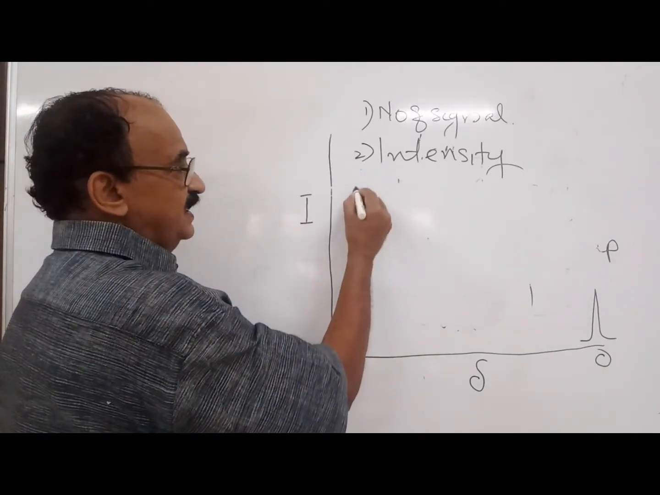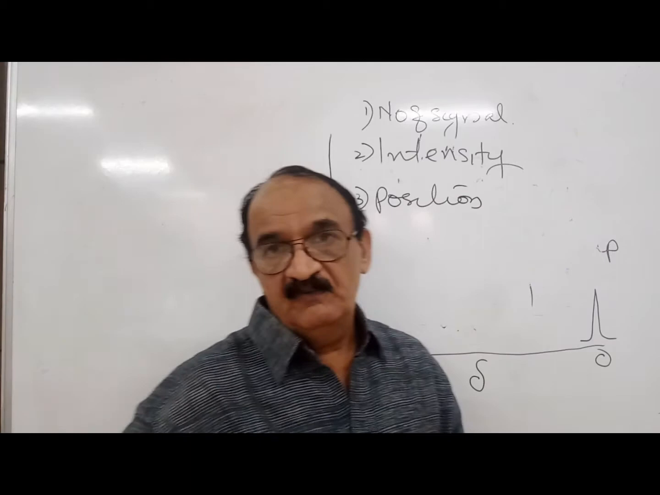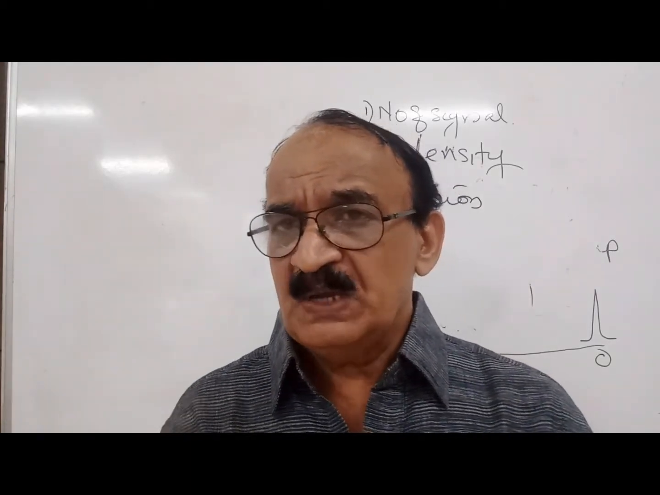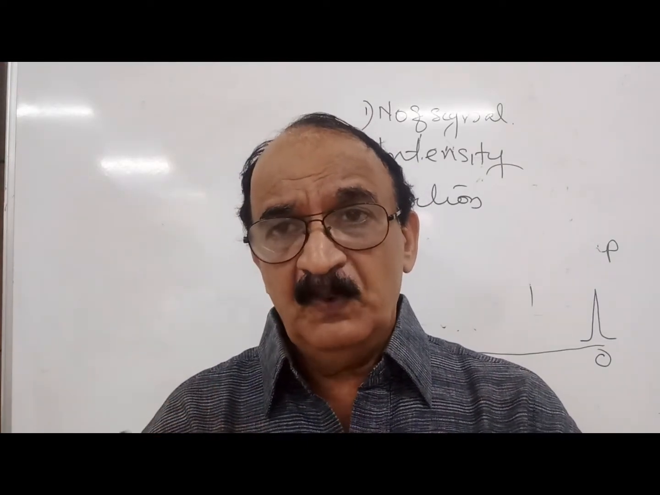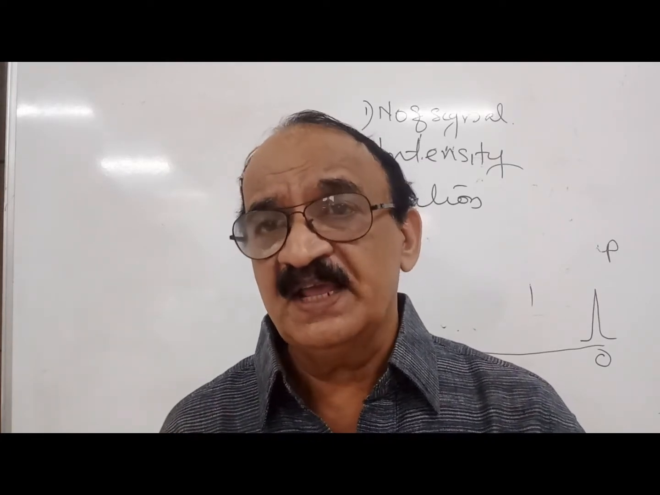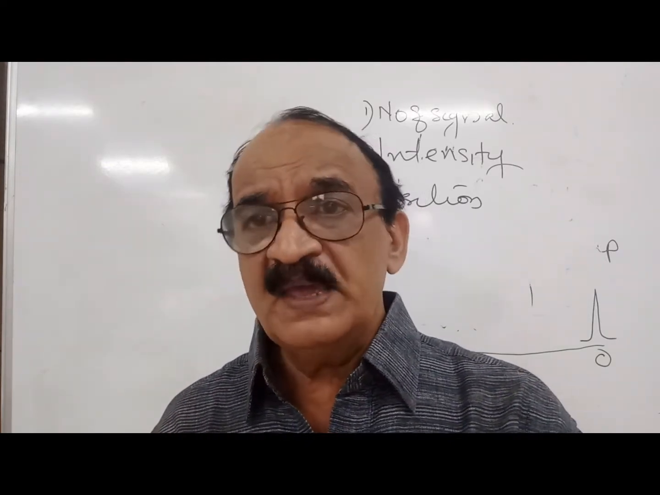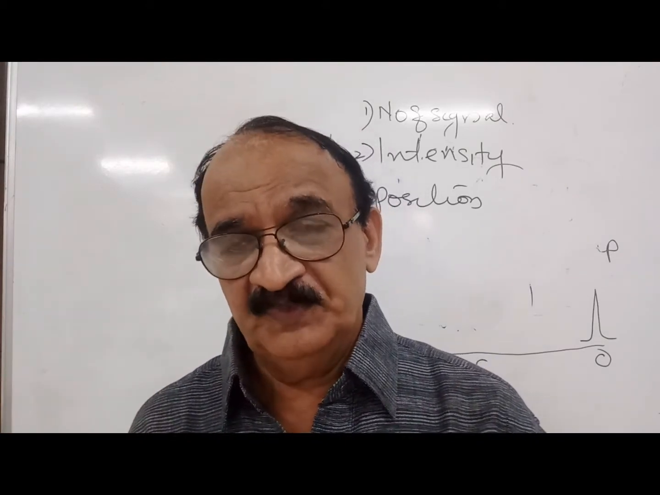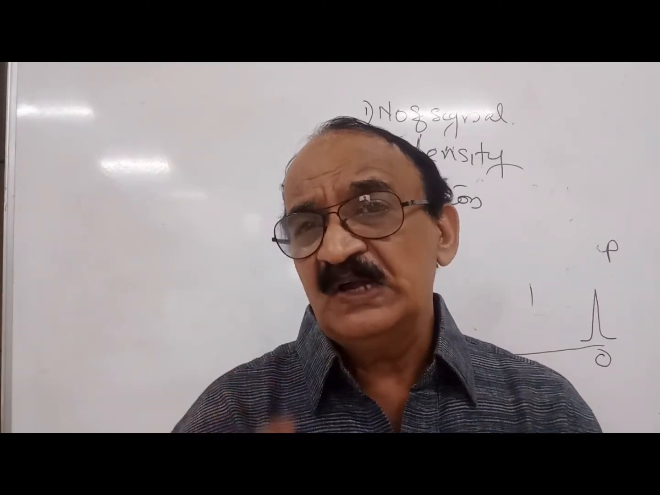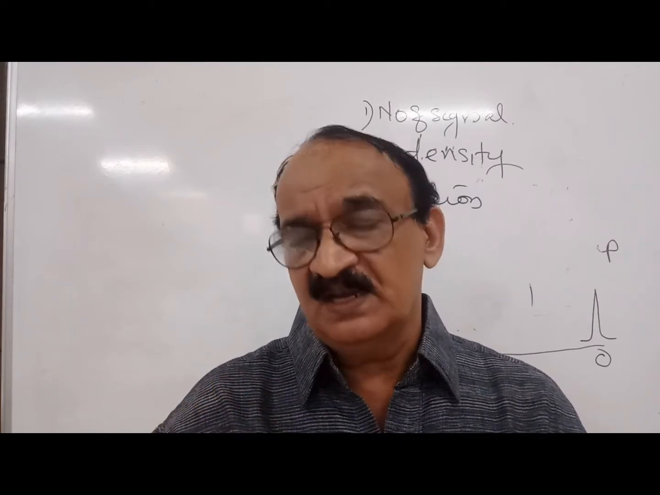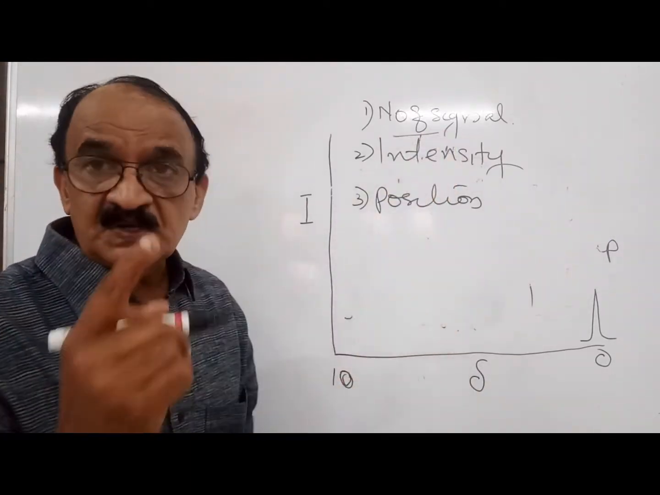And the third one is the position of the signal. What is meant by position of the signal? I told you that some of the signals will be nearer to the TMS, some signals will be away from the TMS. And depending upon the chemical environment or shielding and de-shielding, signal position may vary. Some will be nearer to the TMS with a lower value of chemical shift. Some will be away from the TMS with a larger value of chemical shift. Right? So as shielding of the proton increases, chemical shift value decreases, and hence such a signal will be seen nearer to the TMS. So the third one is the position of the signal. First one is the number of signals. Number of signals depends on what?